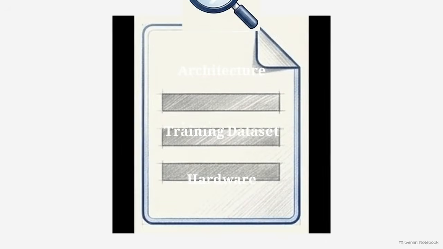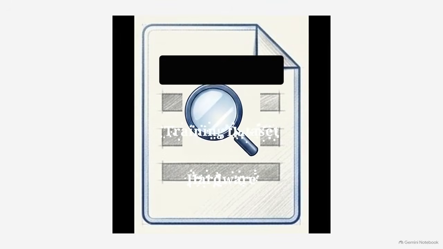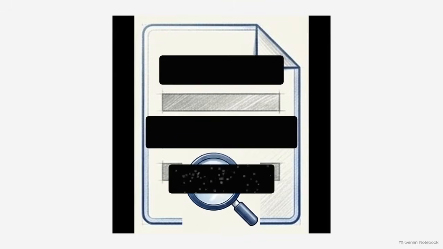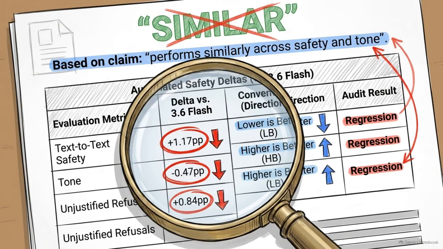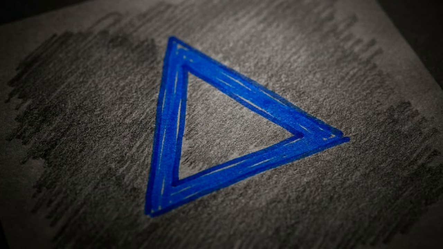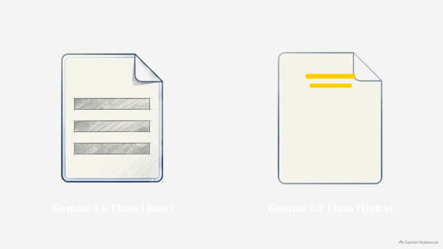Then you hit the second roadblock. Search the text for foundational specifications, like the architecture, the training dataset, or the hardware used to build the model. They aren't there. Even the safety section masks the raw data. The executive summary claims performance is similar to the last generation, but the actual data tables underneath show distinct numerical regressions. DeepMind formatted this as a delta card. It is designed to document only the specific changes since the previous version, rather than providing a full specification.